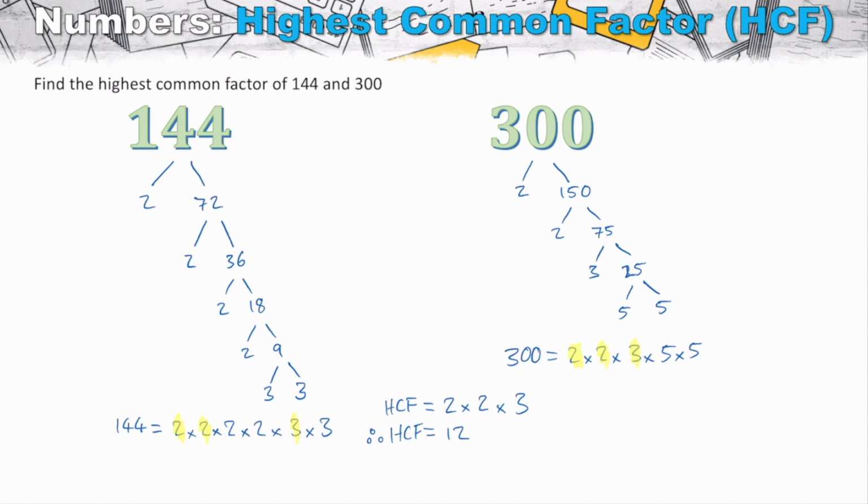And this is a neat little method that we can use to find what the highest common factor is between these two numbers. Now you can easily see that both these numbers do have other factors. So they can be divisible by 2, they can be divisible by 3. However, the highest number that we can divide both by and get a perfect answer, a whole number result, is 12. And that's how we can use factor trees to help us quickly identify the highest common factor between two numbers.